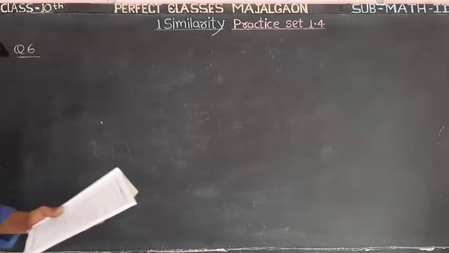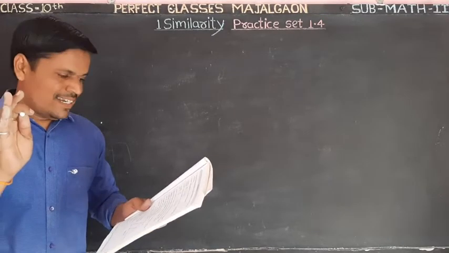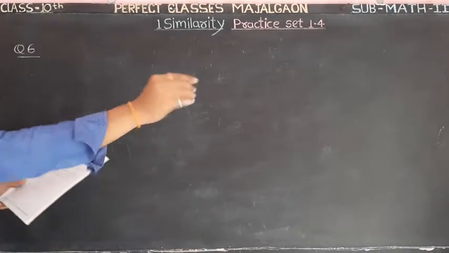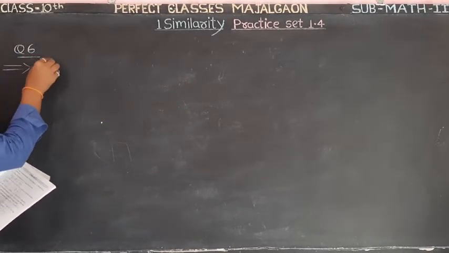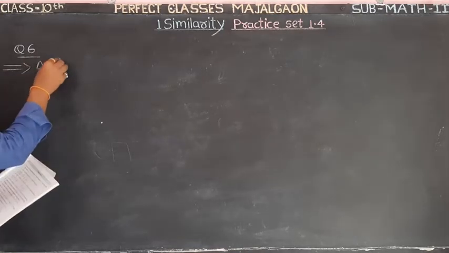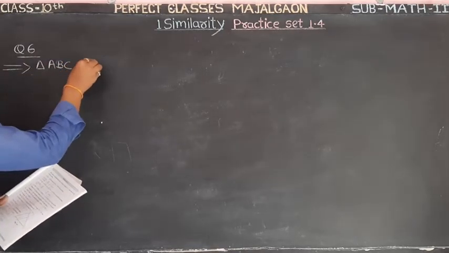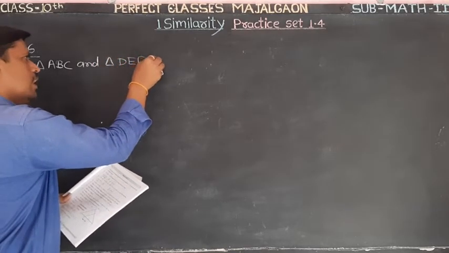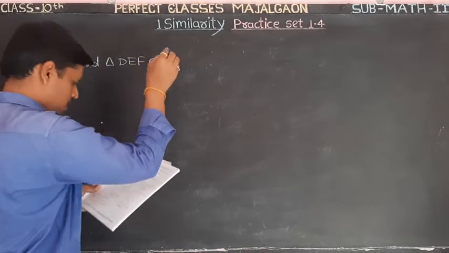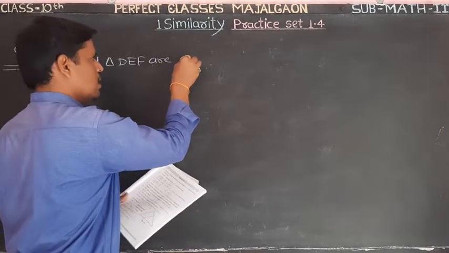Here I read question 6. Triangle ABC and triangle DEF are equilateral triangles. What is given? Triangle ABC and triangle DEF are equilateral triangles.